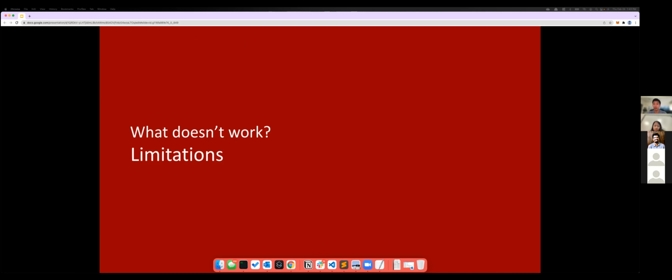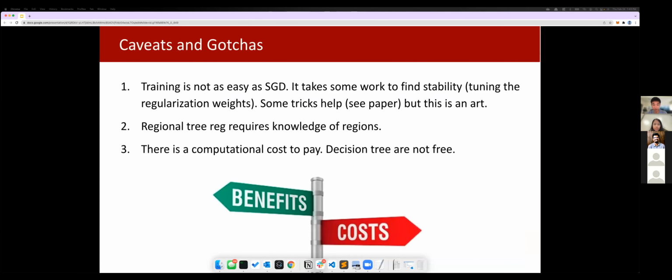Cool. And as with anything, there are limitations to this method, so we should be cognizant of them. The first one is that this is not as easy to train as a vanilla stochastic gradient descent model, right? These days, if you're doing a classification task with a big neural net and you don't care about interpretability or regularization, you can just use Adam or something and it's pretty good. This is not that. It takes some work to find stability. That doesn't mean you're going to crash every time, but what it means is that you have to do grid searches over regularization weights. Hence why I showed those large plots of curves.